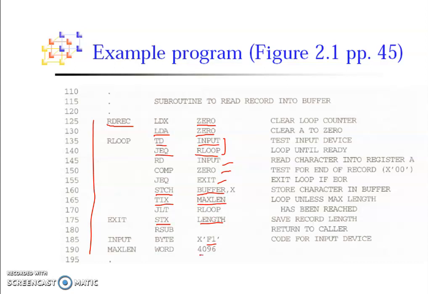So maximum length here is assigned to be 4096. 4096 bytes is the maximum length. Jump if less than R loop. If it is less than 4096, it jumps to the R loop. Else, what it does, it exits from the loop and returns to the calling program.